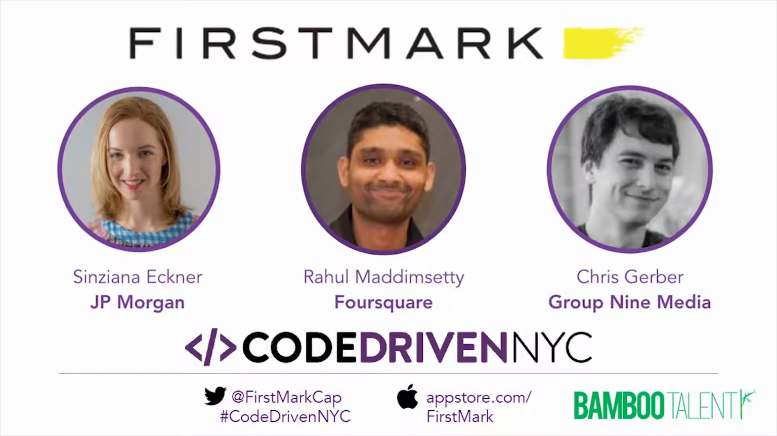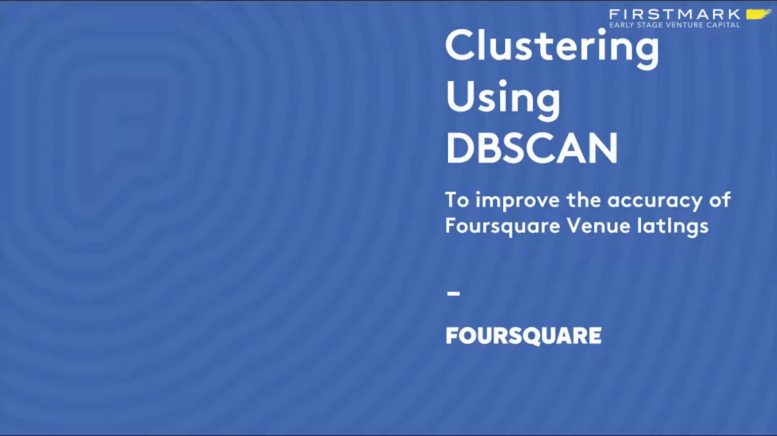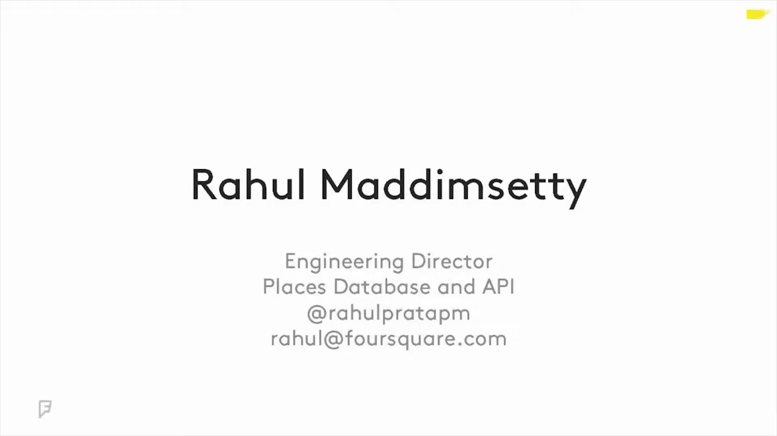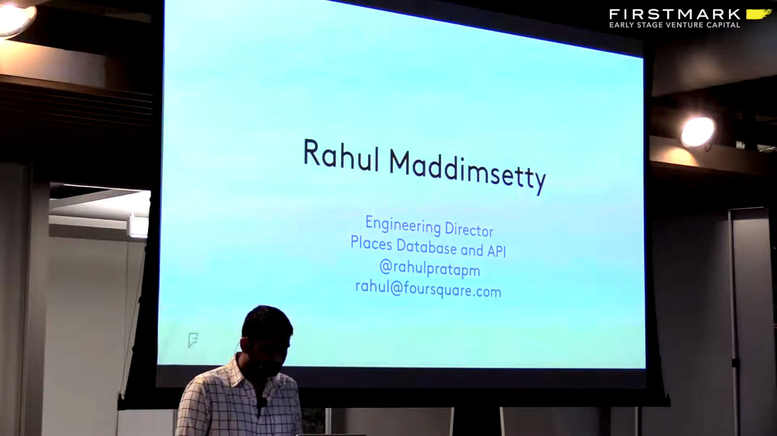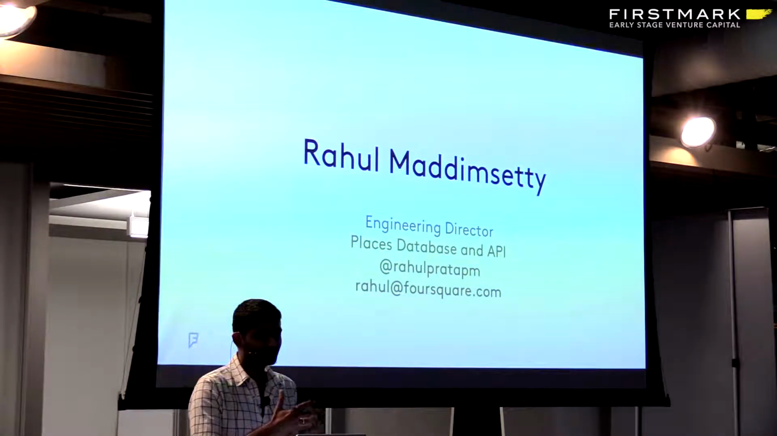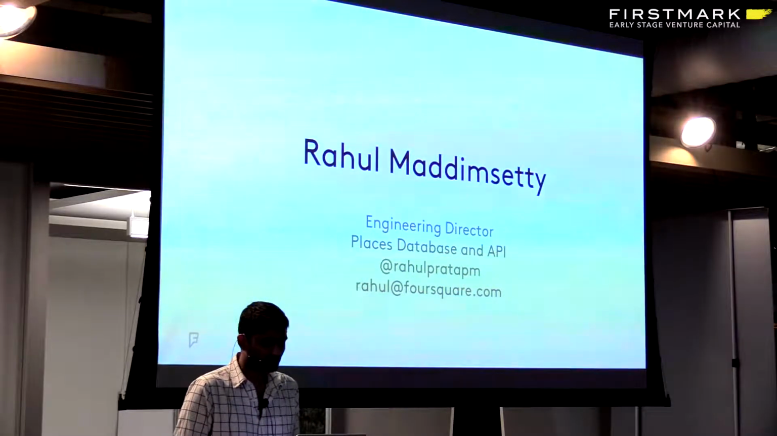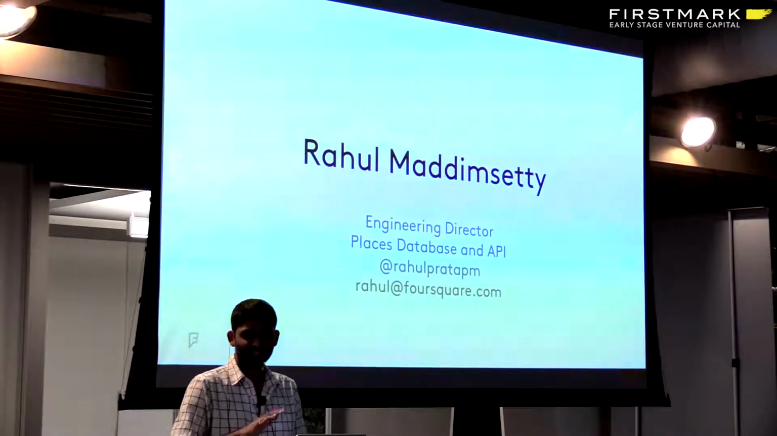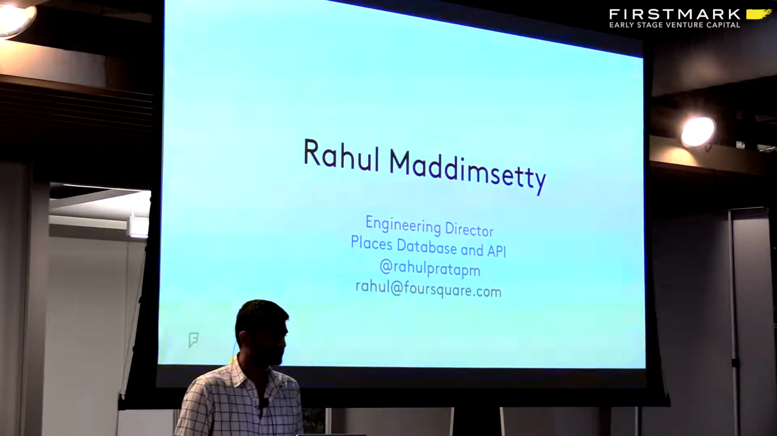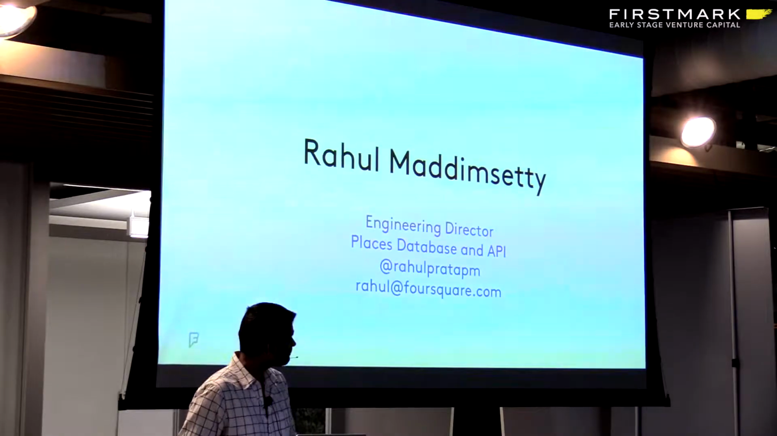Good evening, everyone. My name is Rahul Maddimsetty. I'm an engineering director at Foursquare here in New York. I'm in charge of the Places database and API team. My team is basically responsible for the systems that produce our database of over 105 million places worldwide, both from first and third-party data sources, as well as the platform that enables third-party developers to access this data either via the API or through flat file deliveries.